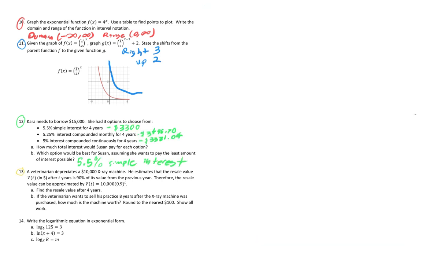Okay, looking at question 13 here. A veterinarian depreciates a $10,000 X-ray machine. He estimates the resale value V of t in dollars after t years is 90% of its value from the previous year. Therefore, the resale value can be approximated by V of t is equal to 10,000 times 0.9 to the power of t. So it wants to know after 4 years. So t is in years, right? So we can do V of 4.